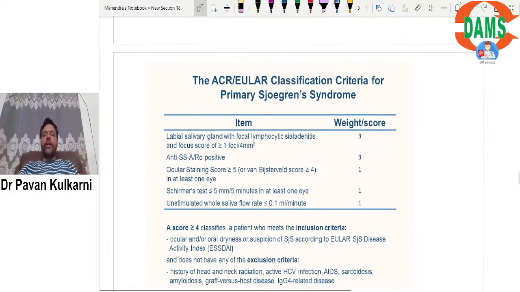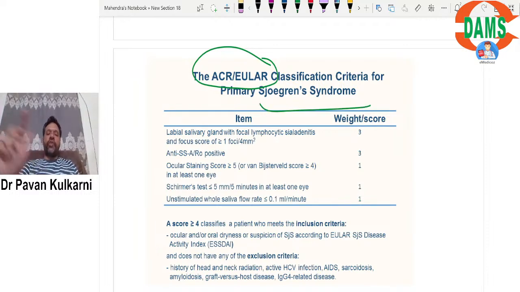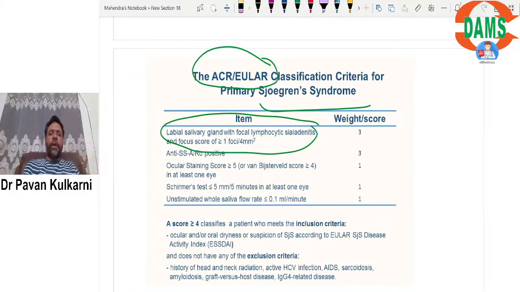Now, there is another important classification which we have to be aware of. I don't want you to remember the entire classification; they won't ask you this. Just remember the ACR or EULAR classification. EULAR stands for European League Against Rheumatism. That ACR or EULAR classification has been given for Sjögren syndrome. According to this criteria, the highest score is for the labial salivary gland biopsy.